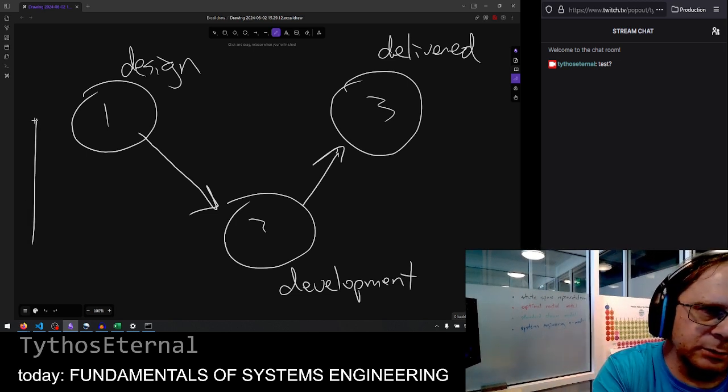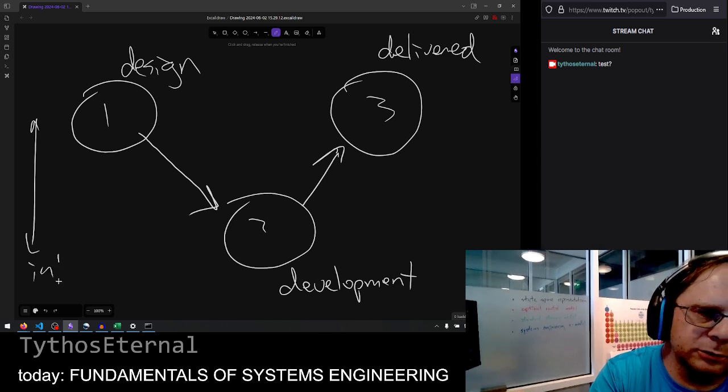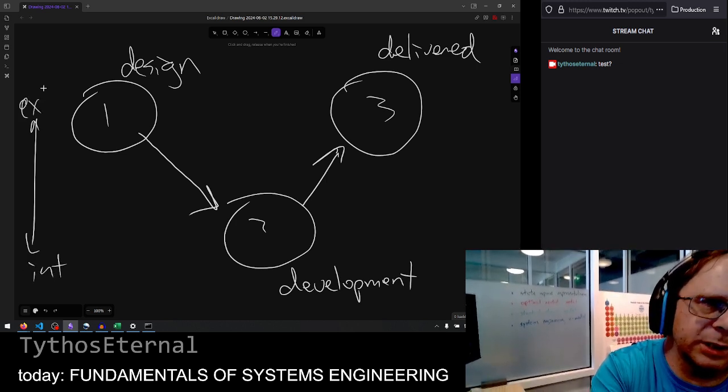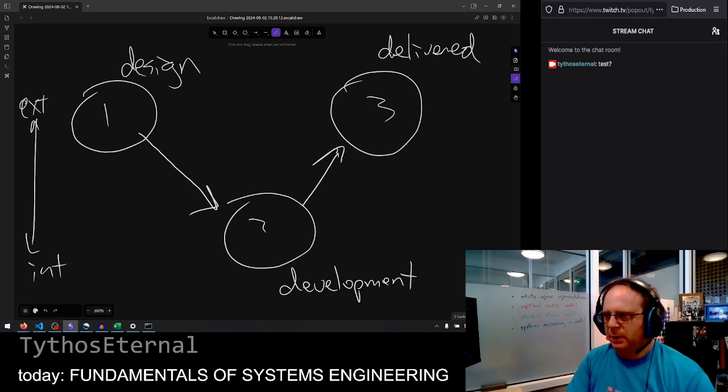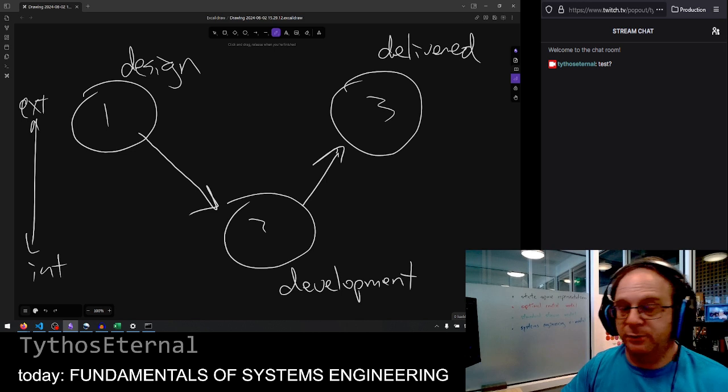This is like internal activities, external activities, right? This is like the simplest possible model. There are many more sophisticated variations of this.